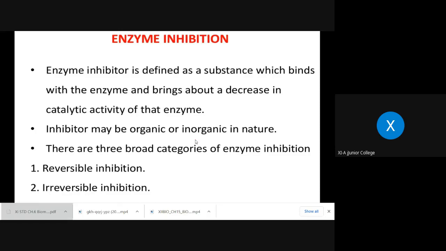Now, what does enzyme inhibition mean? That we will see. Inhibitors are defined as the substances which bind with the enzyme and bring about a decrease in the catalytic activity of that enzyme. Inhibitors may be organic or inorganic in nature, and there are three broad categories of enzyme inhibitors. Now we will discuss these one by one. Reversible inhibitors and irreversible inhibitors.